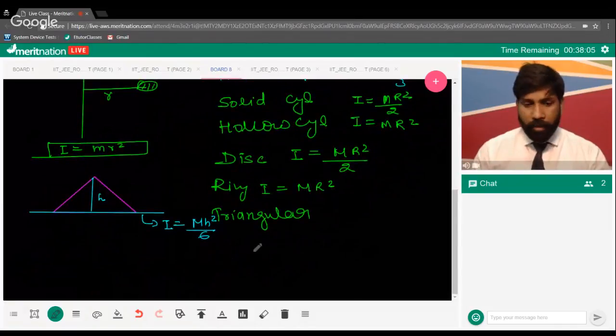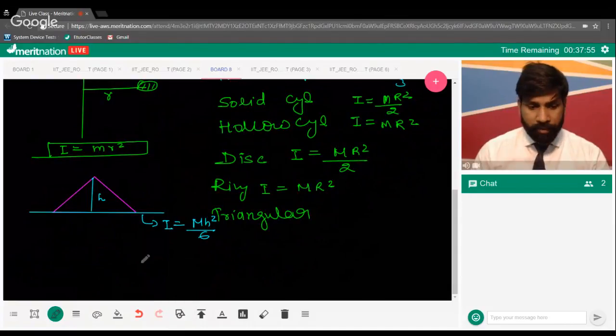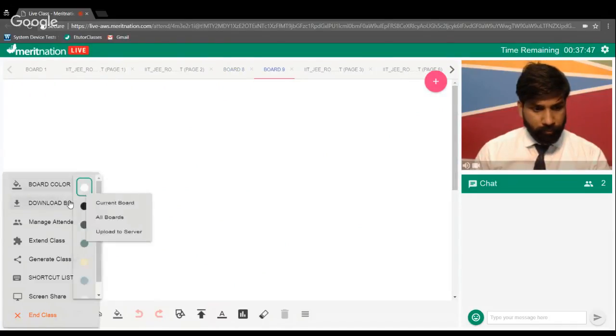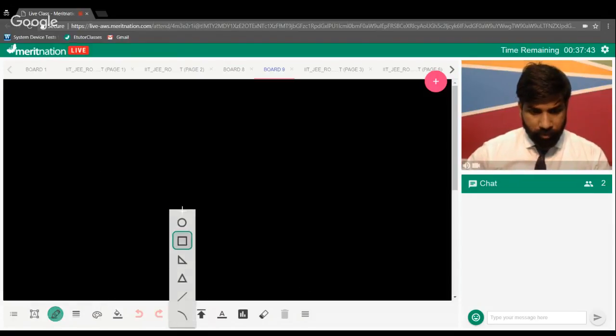One of the important moments of inertia here is for the cube. Is there anyone who can tell me the moment of inertia of a cube about its axis? Let me show you the figure first. Here you can see the figure.